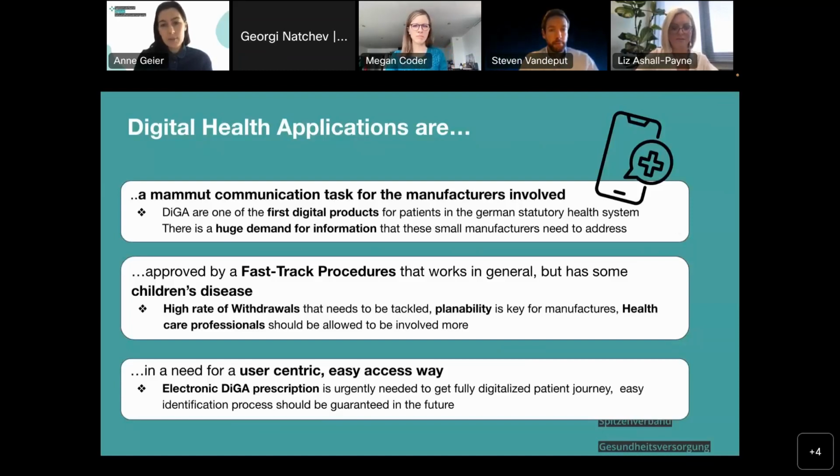And we think at the moment that healthcare professionals should be allowed to be more involved in the concept of DIGA.